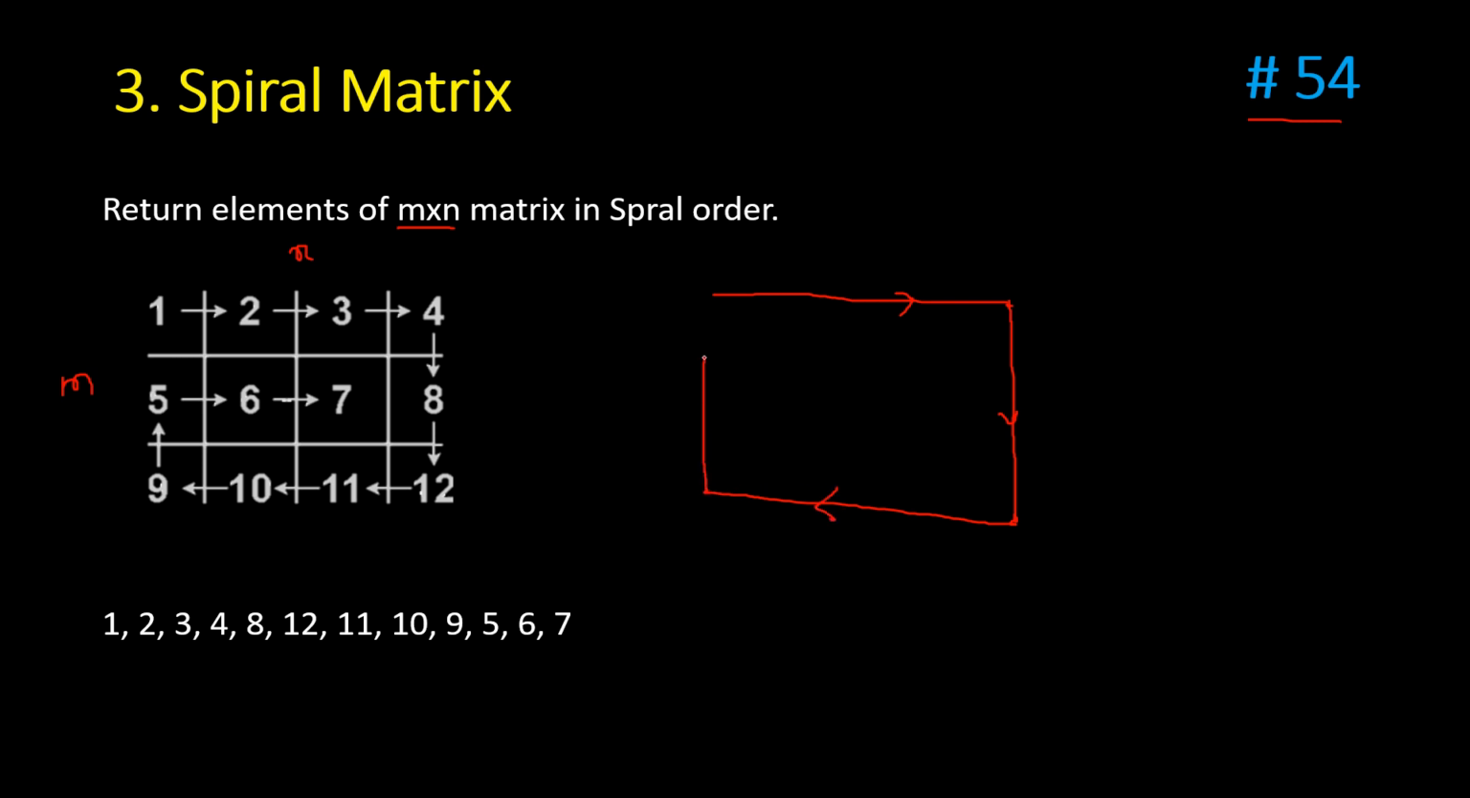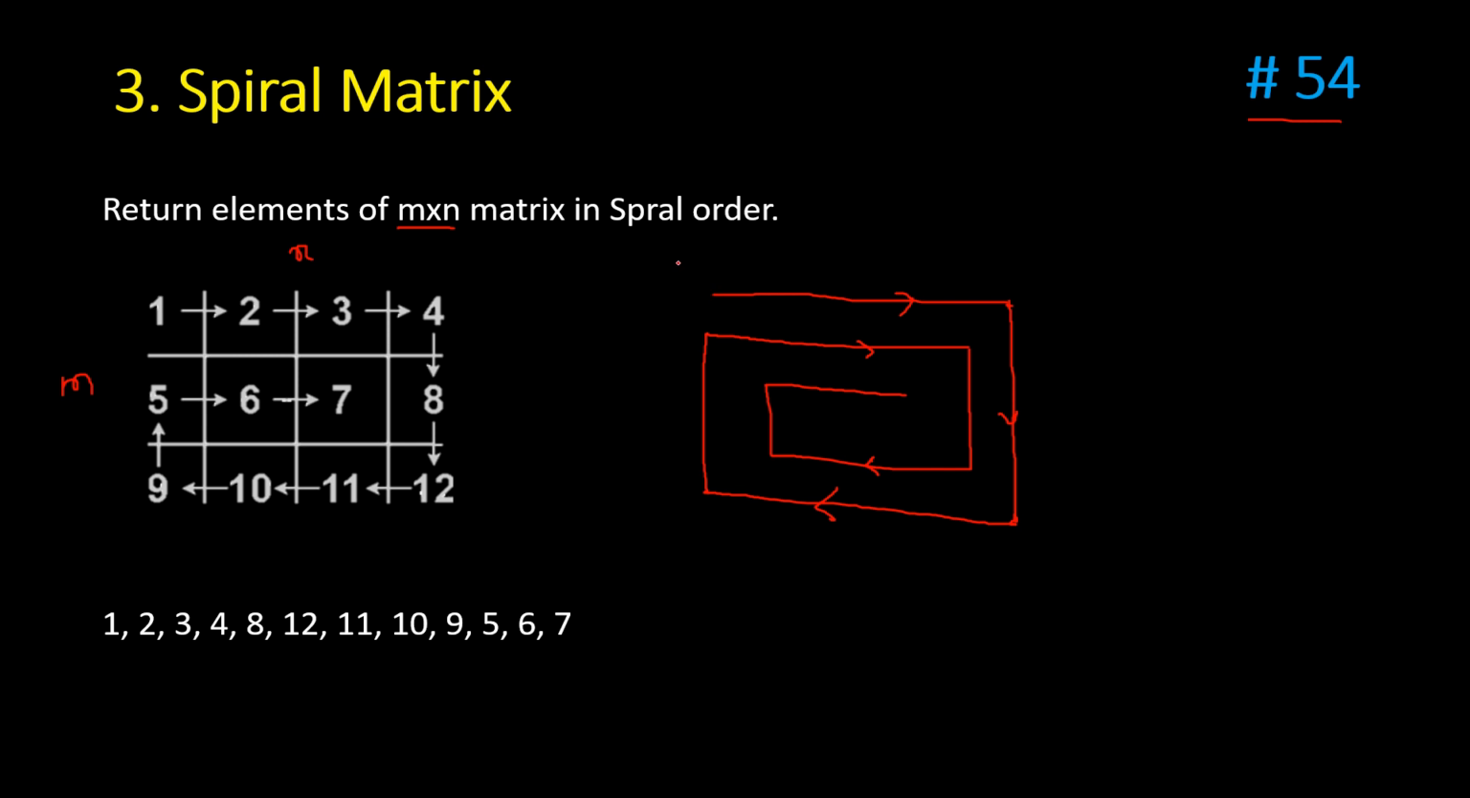and again go up, but not to the top row, only till the second row, since the top row is already visited. Then again turn right and stop before the second last row. This process is repeated until all the elements are printed. So let's see what the approach is.